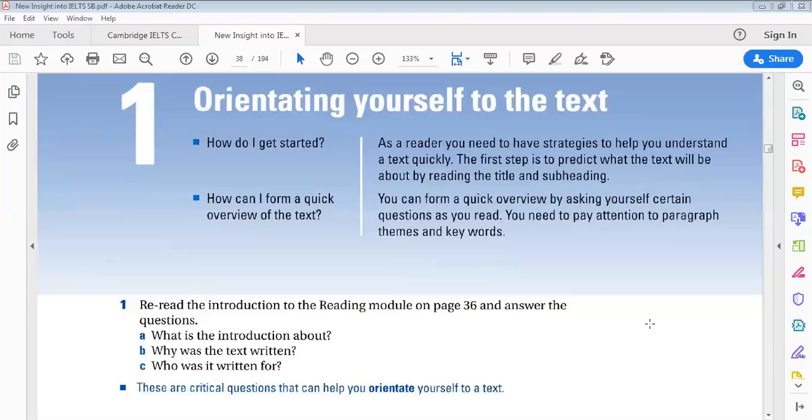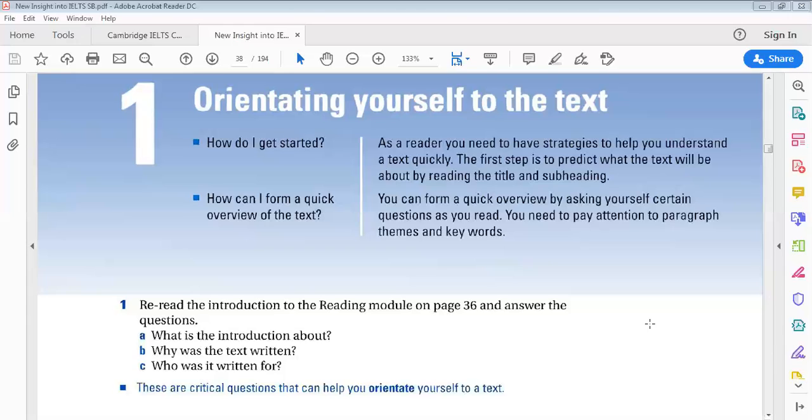How can I form a quick overview of the text? You can form a quick overview by asking yourself certain questions as you read. You need to pay attention to paragraph themes and keywords. So I need to pay attention to paragraph themes and keywords, and then ask myself certain questions as I read.